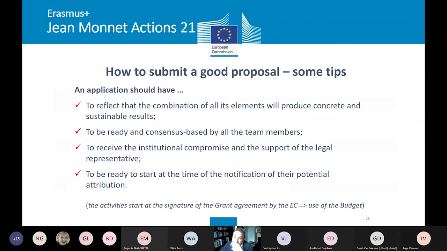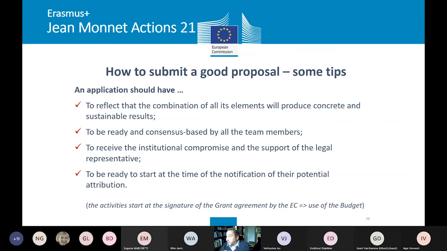I'll give you some tips to submit a good proposal. An application should reflect that the combination of all its elements will produce concrete and sustainable results, with a good interaction between all the activities. It should be ready with a consensus by all the team members. Okay, one project holder will write the application, but why not write it with other team members to gather ideas, with a team spirit actually. It should also have received the institutional commitment and the support of the legal representative.